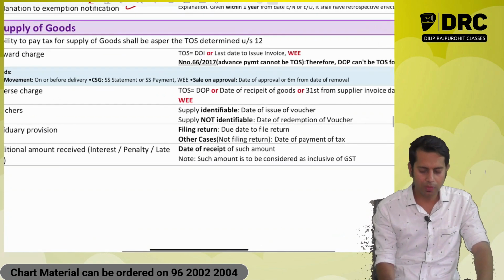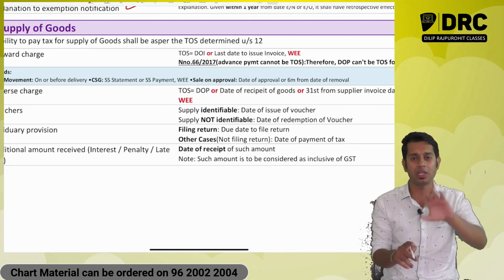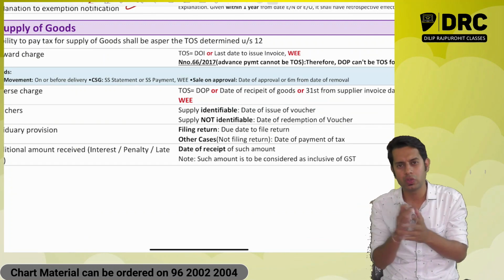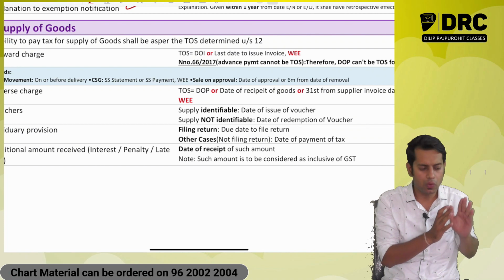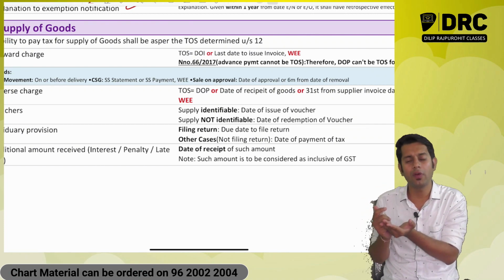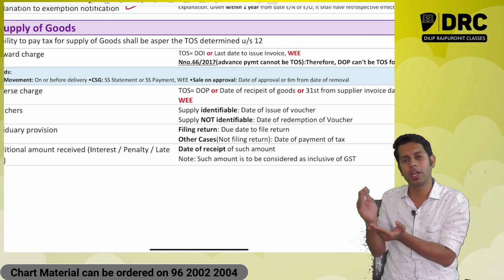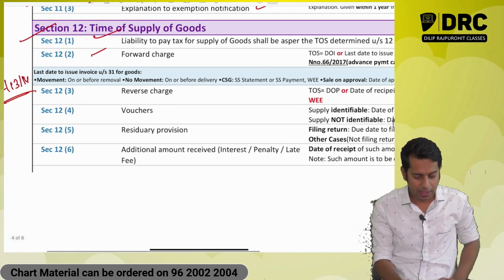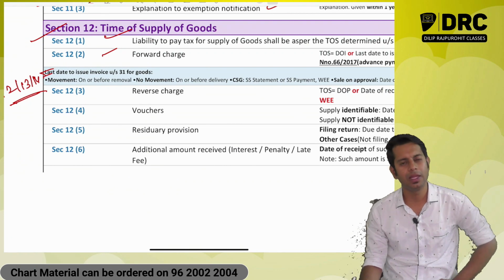Section 12 subsection 2 talks about forward charge. In case of forward charge, check whether the invoice has been issued within the due date or not. If the invoice has been issued within the due date, the time of supply is date of invoice or date of payment, whichever is earlier. If the invoice is not issued within the due date, it is the last date to issue invoice or date of payment, whichever is earlier. What is the date of payment? What is the last date for making the payment?